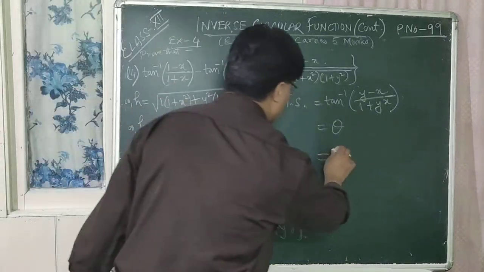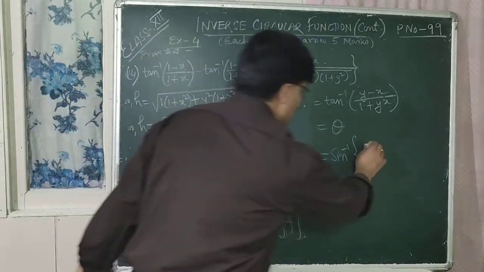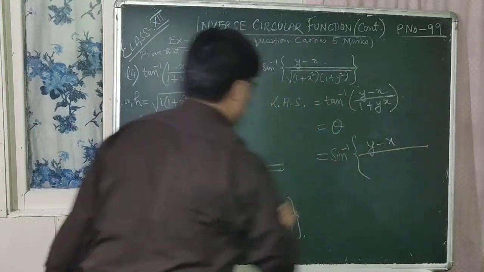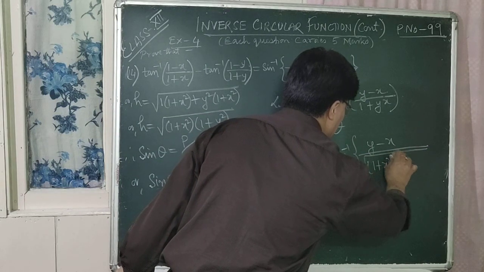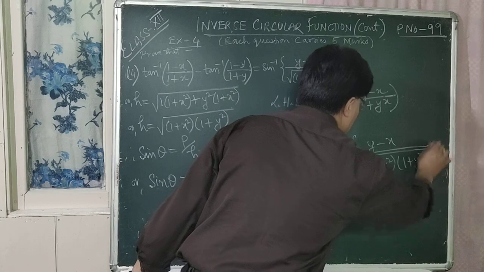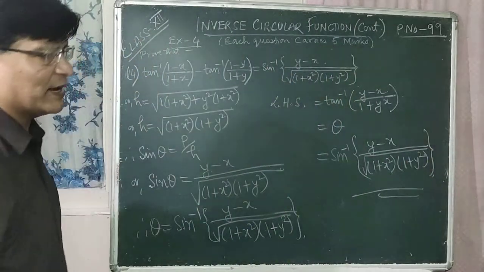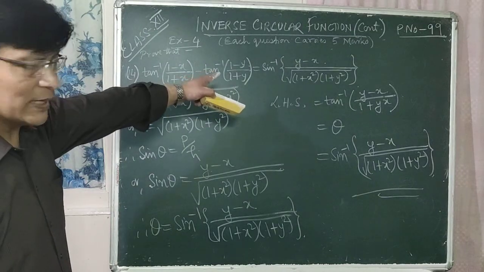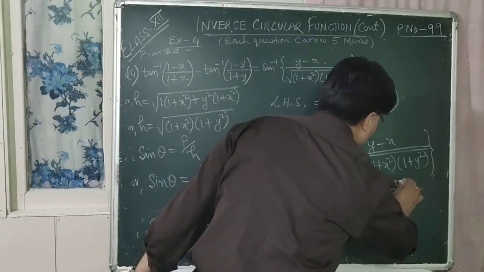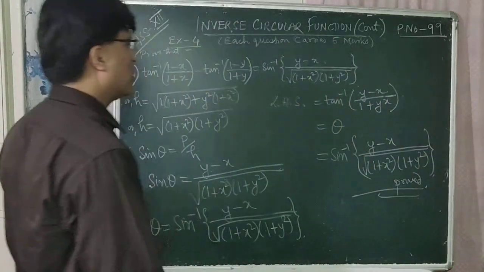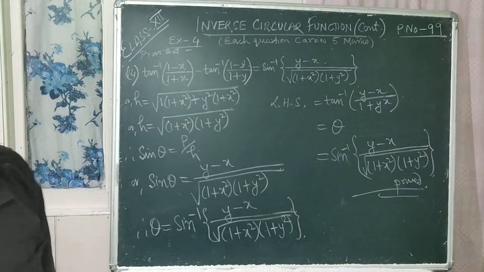This sine inverse. So sine inverse within second bracket, write down this expression. That is y minus x divided by, within square root, 1 plus x square into 1 plus y square. So this is the final answer, which is equal to the right hand side. So we have proved it. So we have proved the required result. So you can copy it. Let's do the next question.